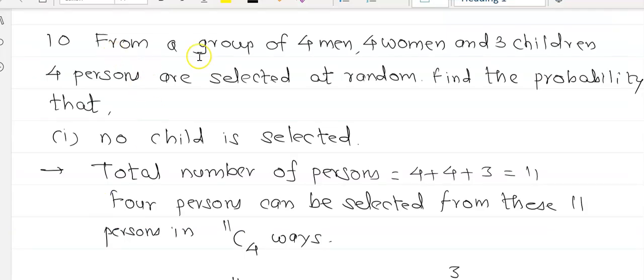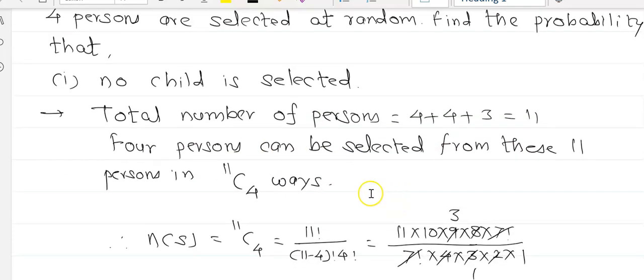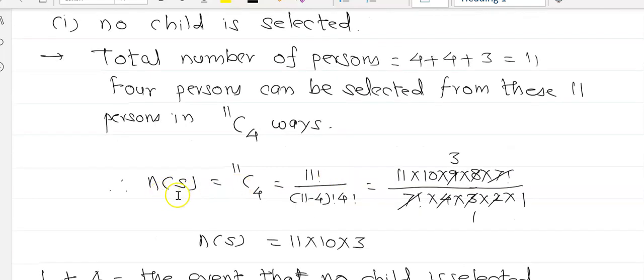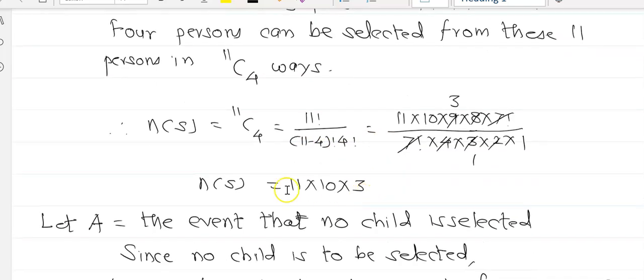Now the same problem. From a group of 4 men, 4 women and 3 children, 4 persons are selected at random. Find the probability that no child is selected. Now the total number of persons is 4 plus 4 plus 3, that is equal to 11. 4 persons can be selected from these 11 persons, that is 11C4 ways. Therefore, n of S is equal to 11C4, 11 factorial upon (11 minus 4) factorial into 4 factorial. After their calculations, n of S is equal to 11 into 10 into 3.